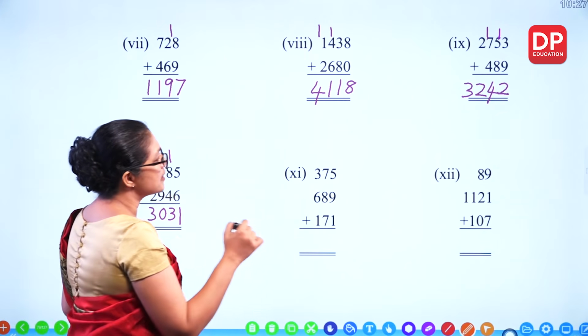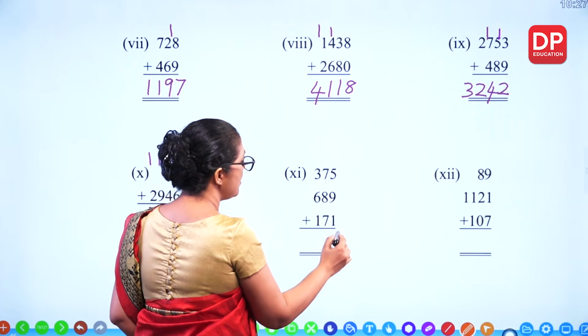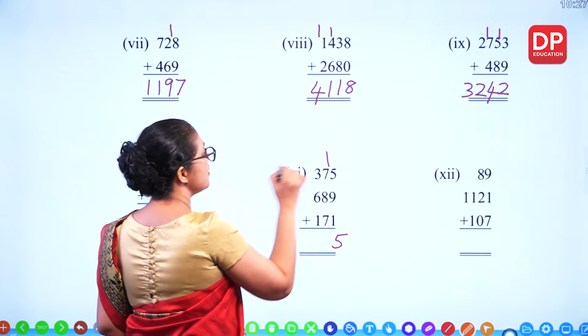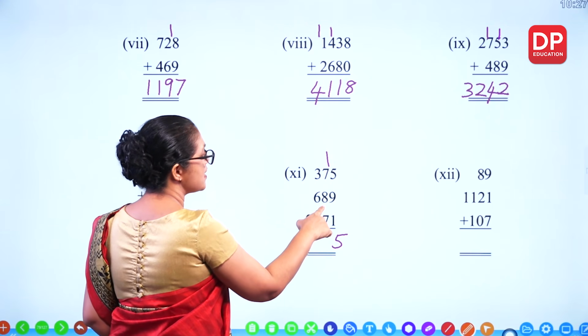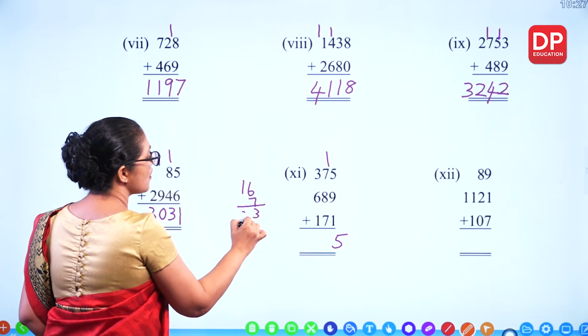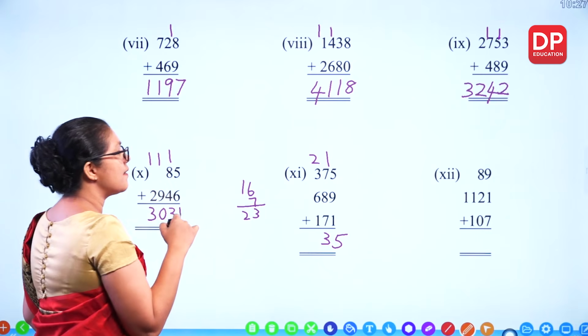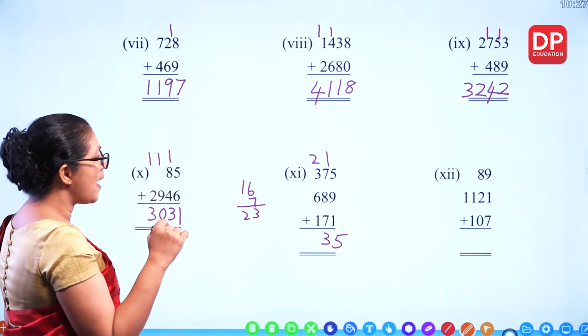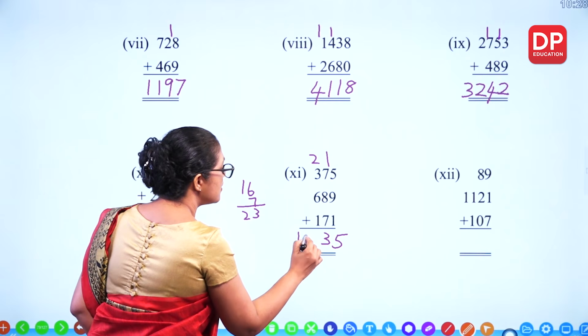Now 3 numbers. 5 plus 9, 14. 14 plus 1, 15. So 1 you need to take there. 8 plus 7, 15 plus 1, 16. 16 plus 7, 23. So you take 2 to the next level. 2 plus 3, 5. 5 plus 6, 11. 11 plus 1, 12.